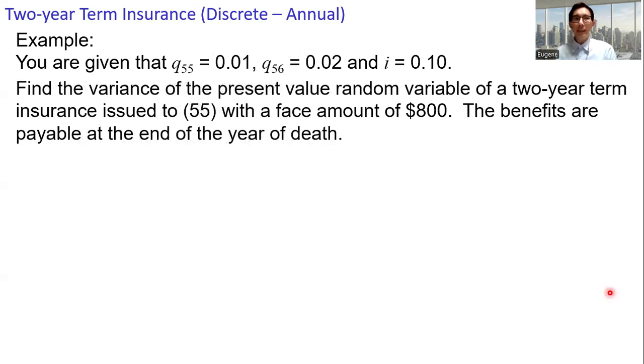All right, so let's take a look at an example. Given that q55 is 0.01, q56 is 0.02, the interest rate i is 0.1. Find the variance of the present value random variable of a 2-year term insurance issued to an individual at age 55. The death benefit of the face amount is $800. The benefits are payable at the end of the year of death.